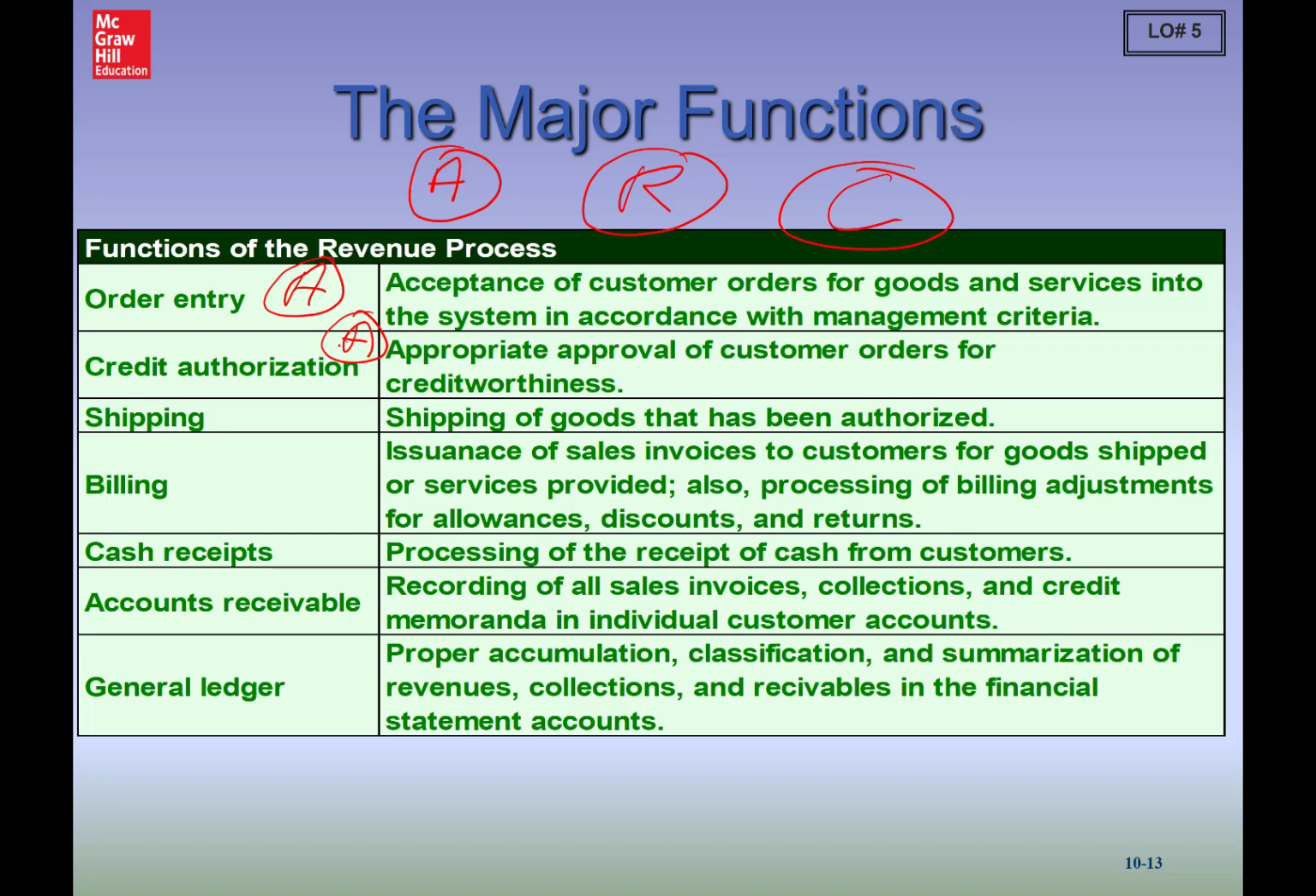Okay, so what happens? You sit there and a separate group authorizes your credit, right? Because the salesperson is sitting there saying, I want to earn a commission, so I want to get as much credit approved as I can. So you should have a good separation, right? Okay. Good. How about shipping? Authorization, record keeping, or custody?